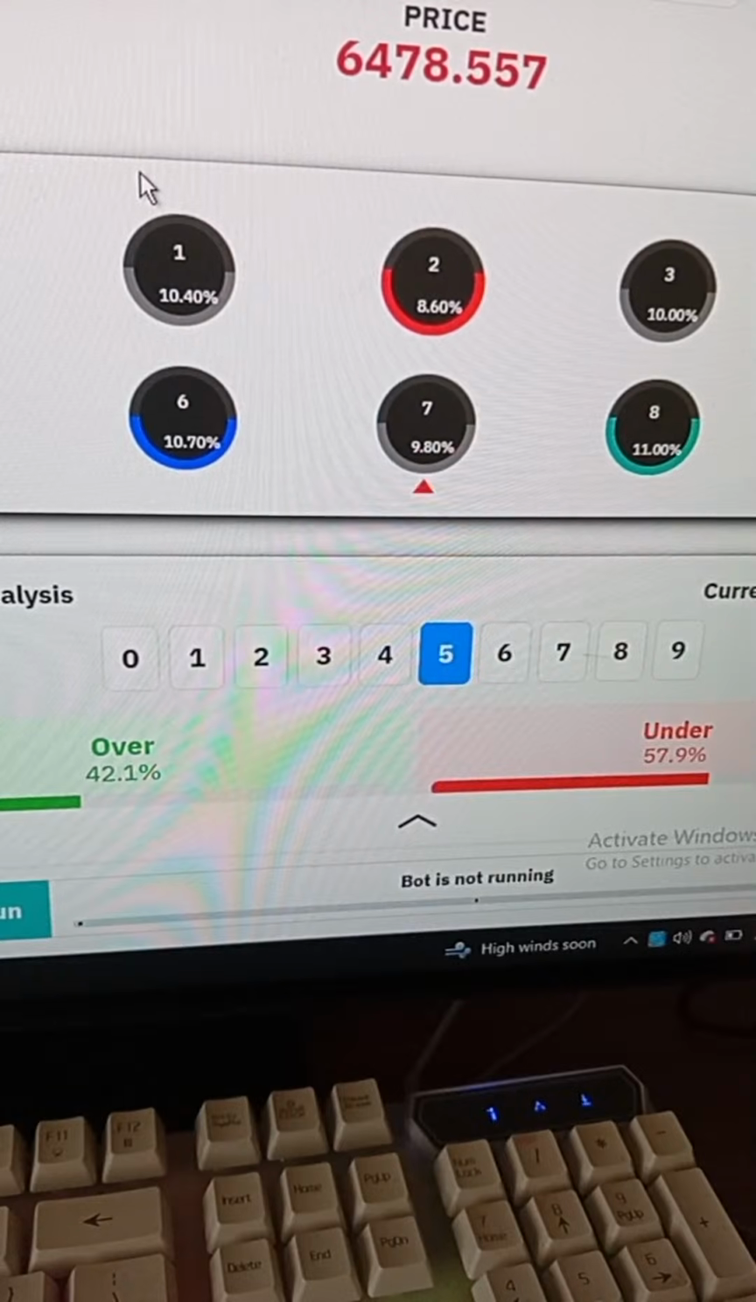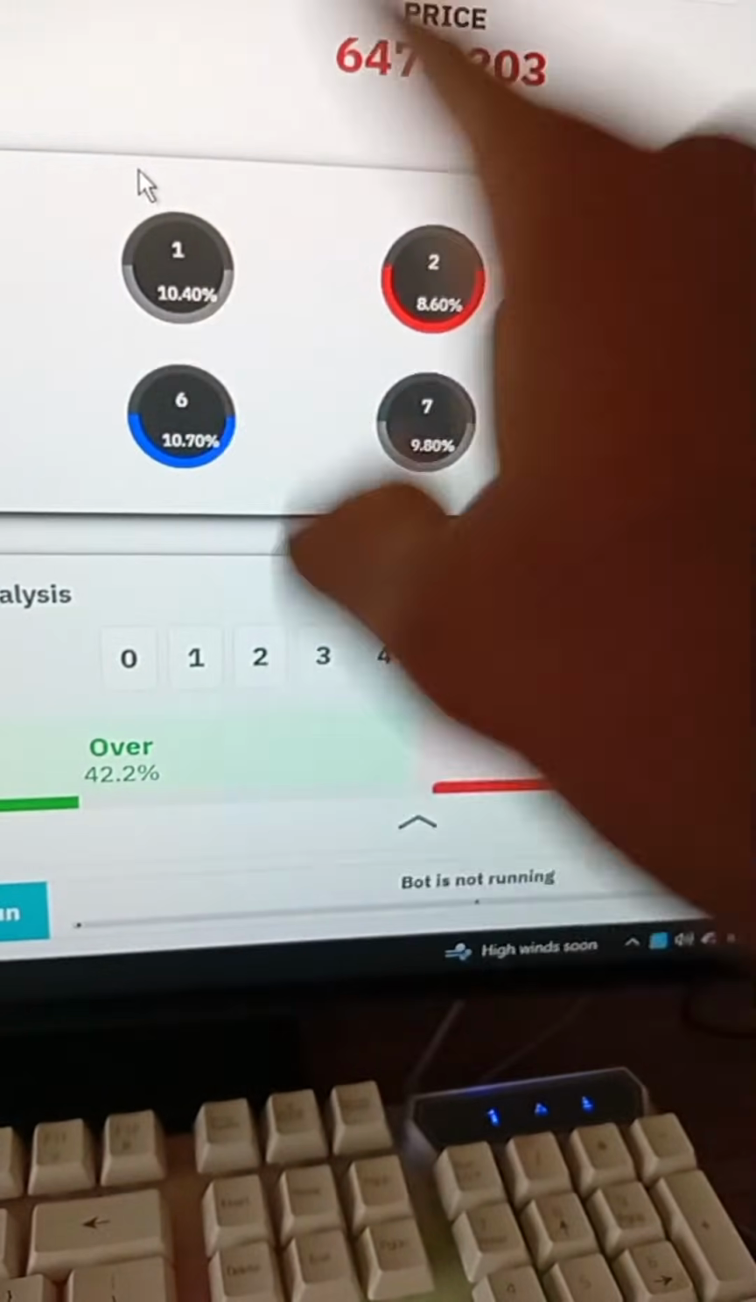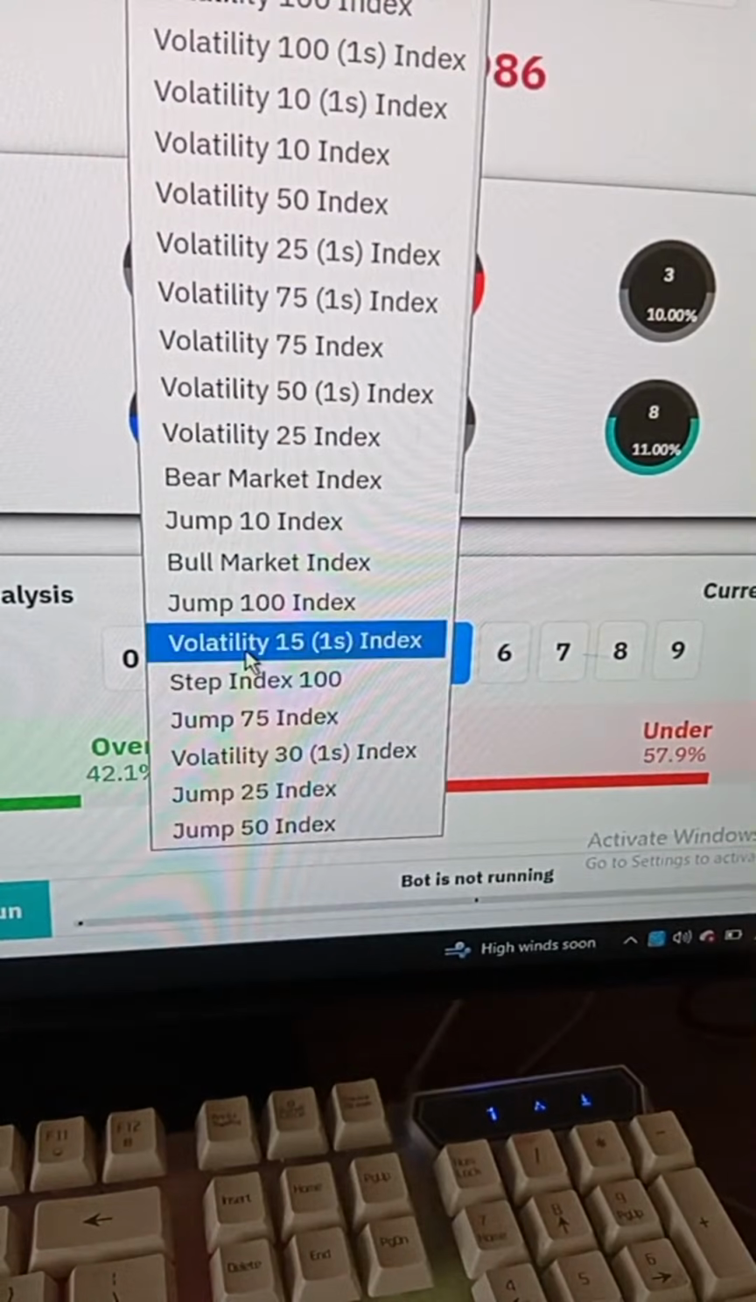All right, this one could have been a good market, but the problem is the 1 here. So this is what we do not want, so we leave this one alone.